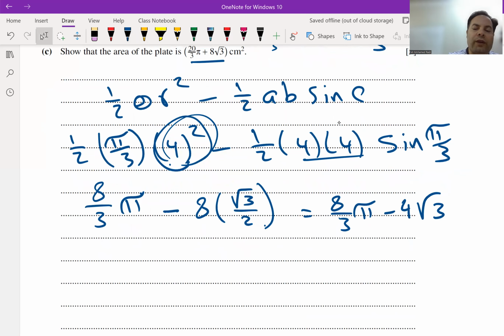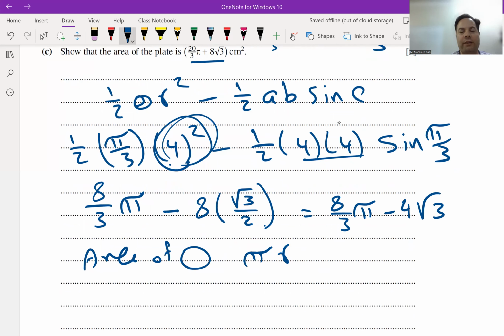What else you have to get? Find the area of semicircle multiplied by 2. I will get area of one circle. Area of the small circle, pi r squared. Keep pi. But the radius of the smallest circle is 2. So 2 squared. So the answer is 4 pi. If you simplify, this value will be 4 pi.